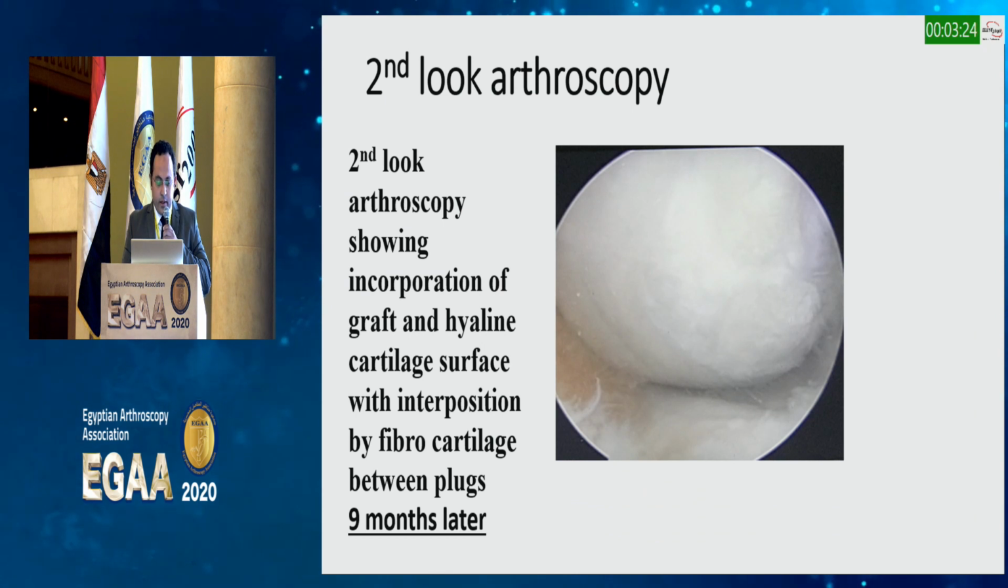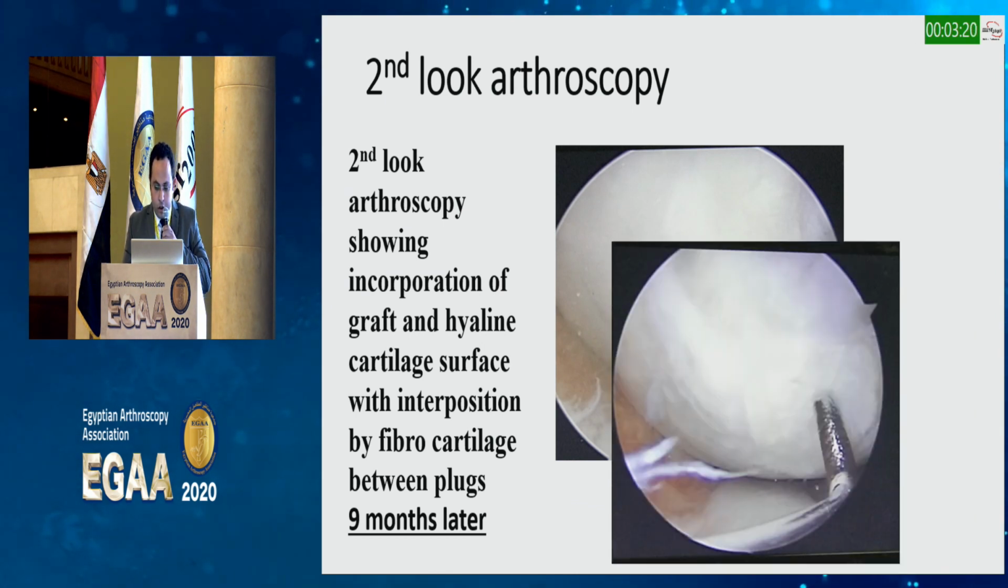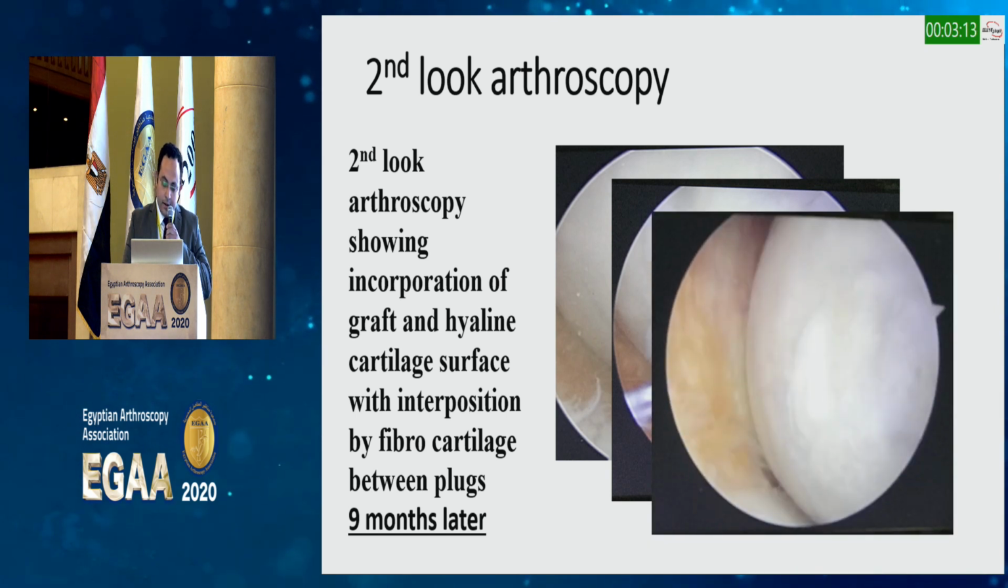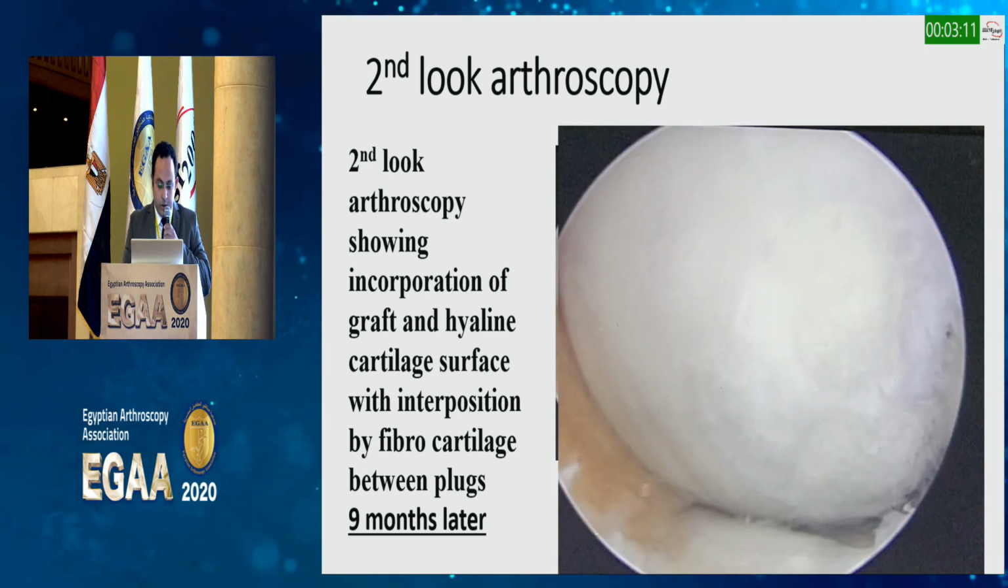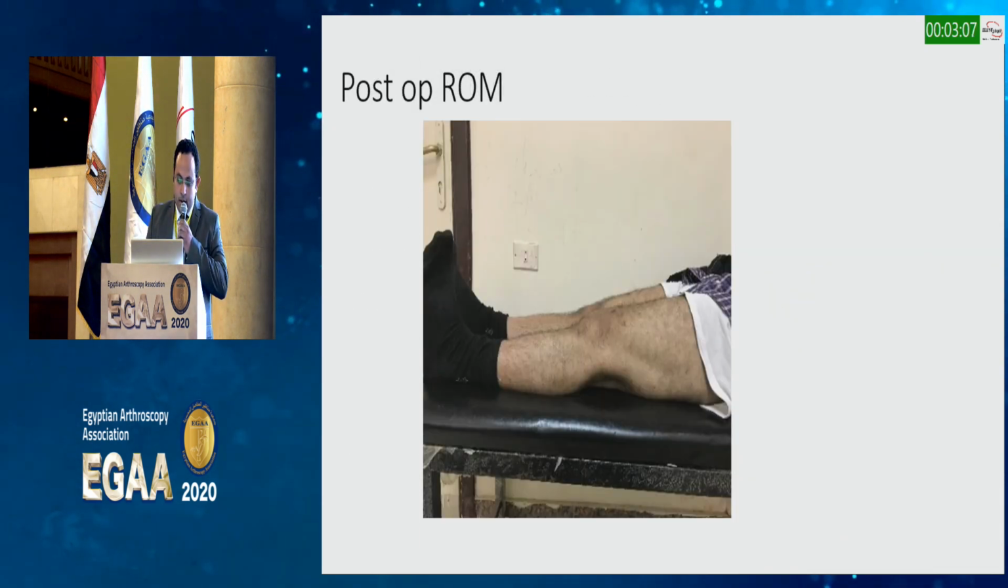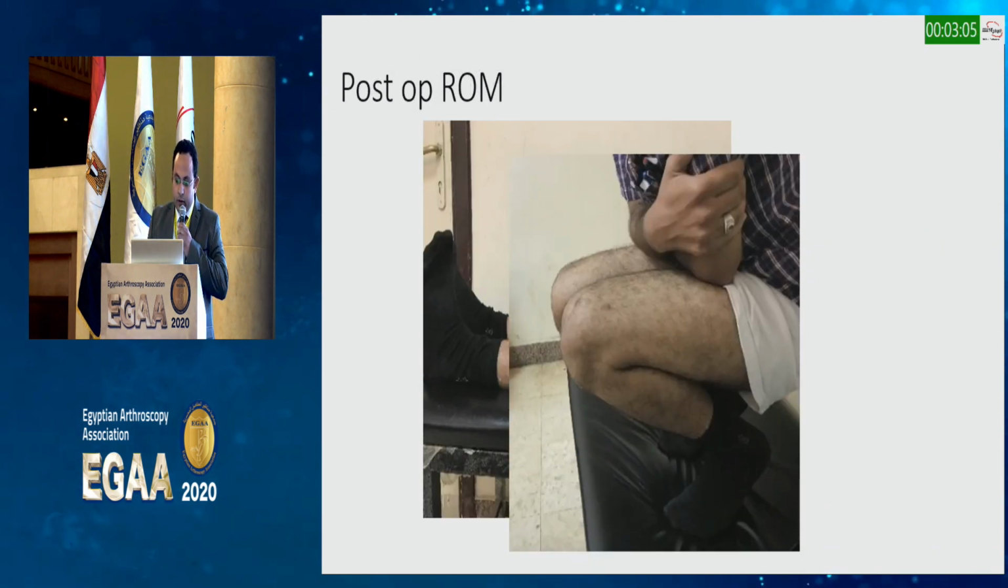Second-look arthroscopy was done 9 months later, showing a complete filling of the defect with hyaline-covered cartilage over both plugs and fibrocartilage in the interstices between the two plugs. The patient achieved full range of motion post-operatively.